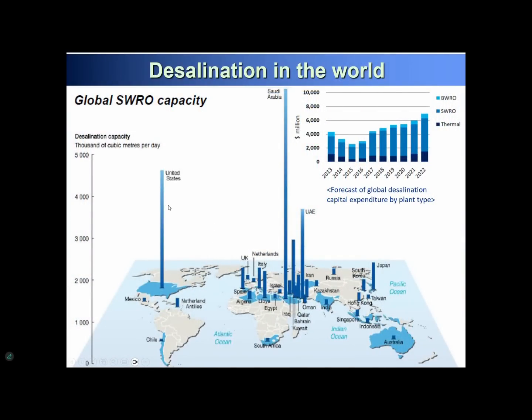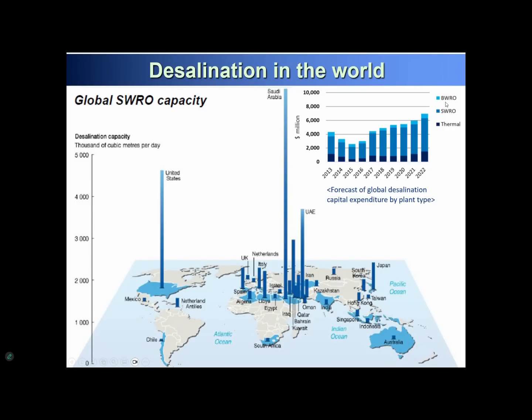So let's look at the seawater reverse osmosis. You can see the United States, Middle East countries, Australia, and also Asian countries. So there are many seawater reverse osmosis plants being developed. You can see Saudi Arabia is the largest market of seawater desalination.